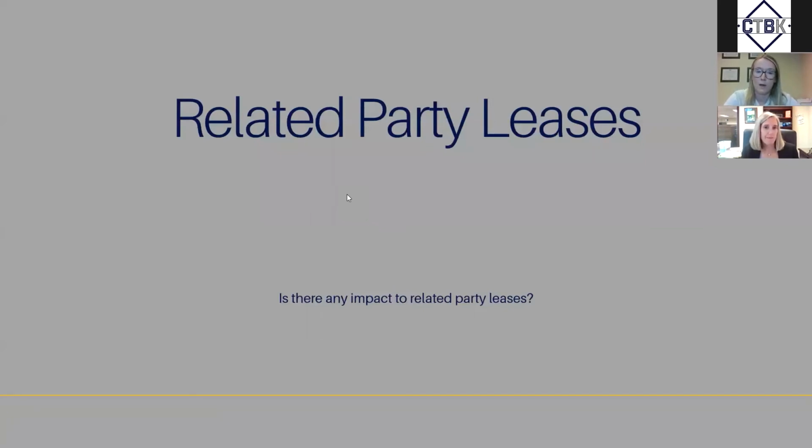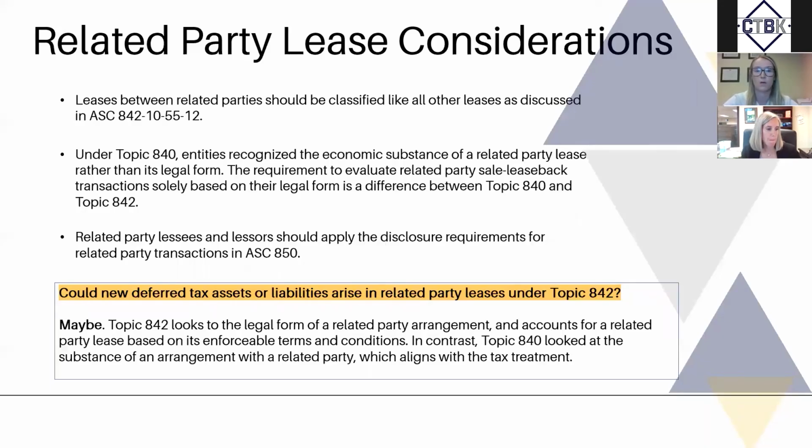So now, picking back up to related party leases. We just wanted to touch on related party leases and see if there are any differences or considerations that need to be made with 842. Overall, there isn't anything that's substantially changed. For classification, a related party lease would be classified just like other leases under the guidance in 842. For disclosure requirements, you would apply the related party transaction disclosures under 850.